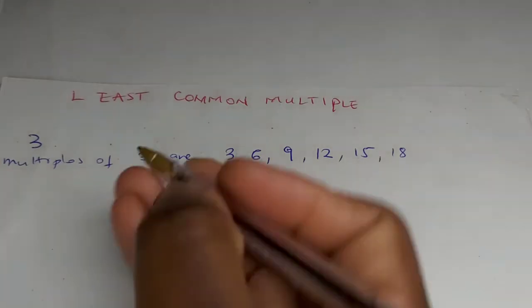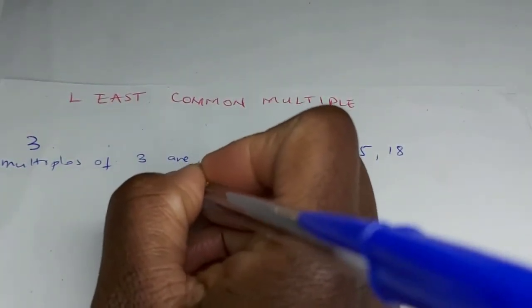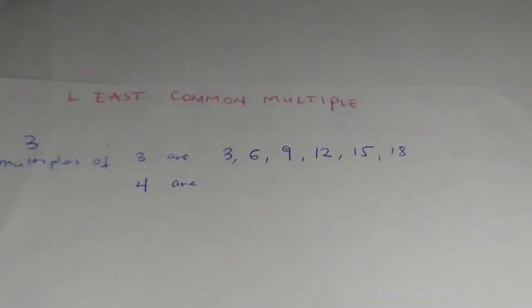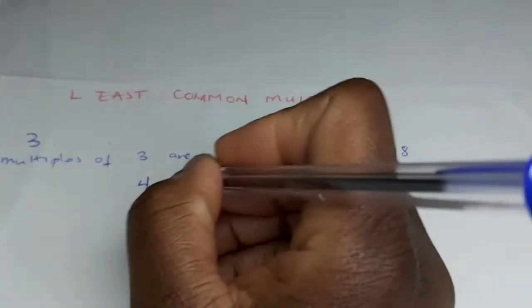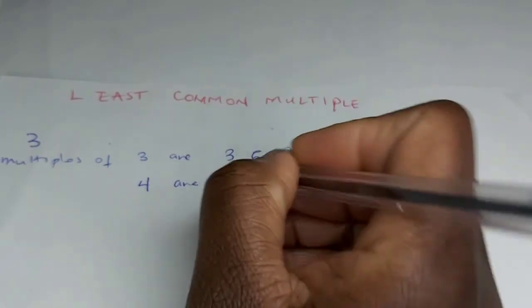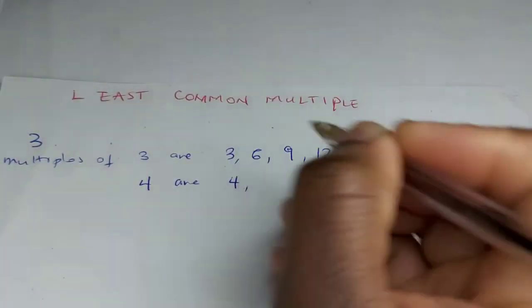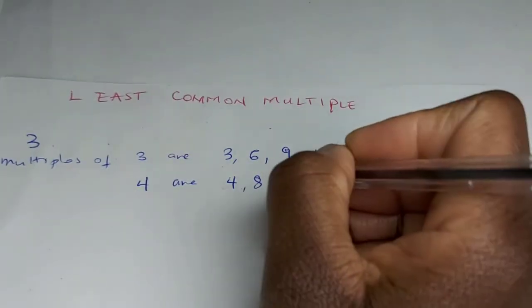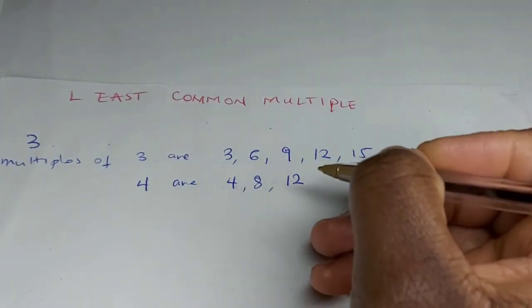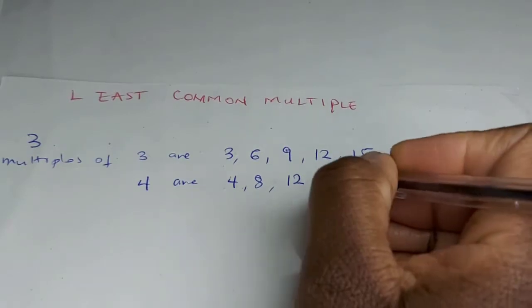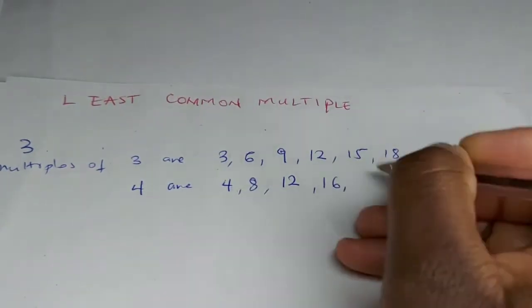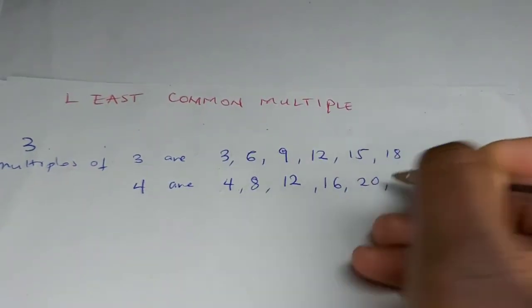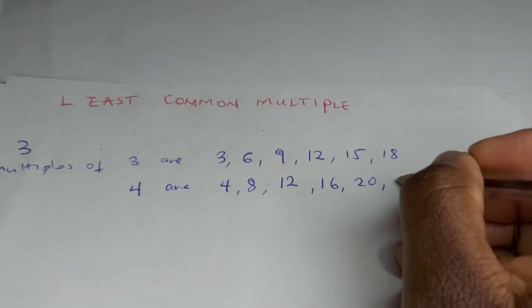Say your number is 4. Now find the multiples of 4. So we have 4 times 1, 4. 4 times 2, 8. 4 times 3, 12. 4 times 4, 16. 4 times 5, 20. 4 times 6, 24.